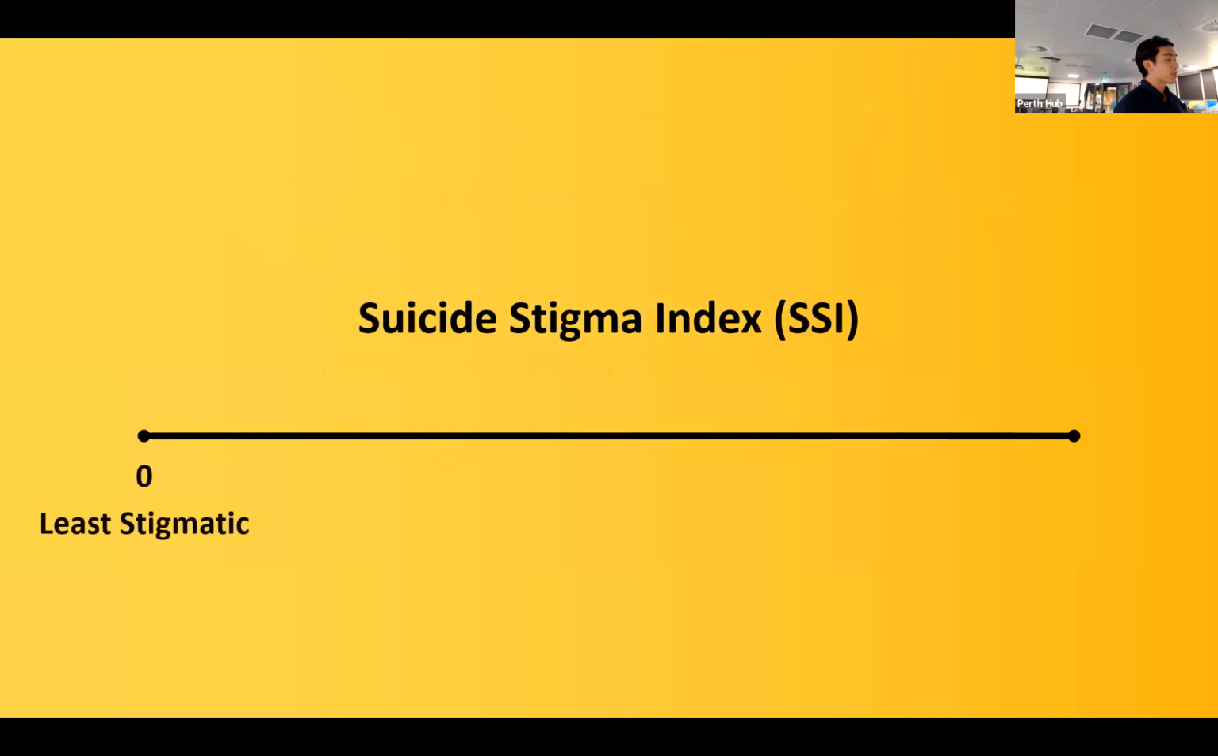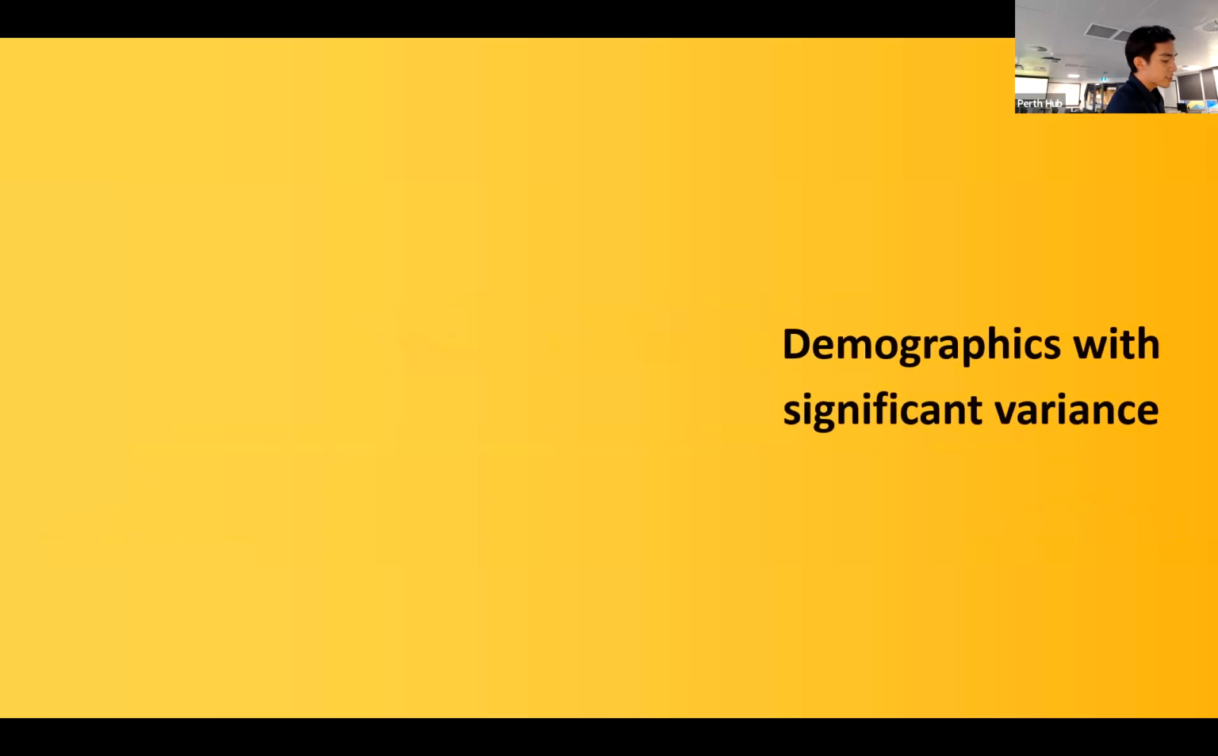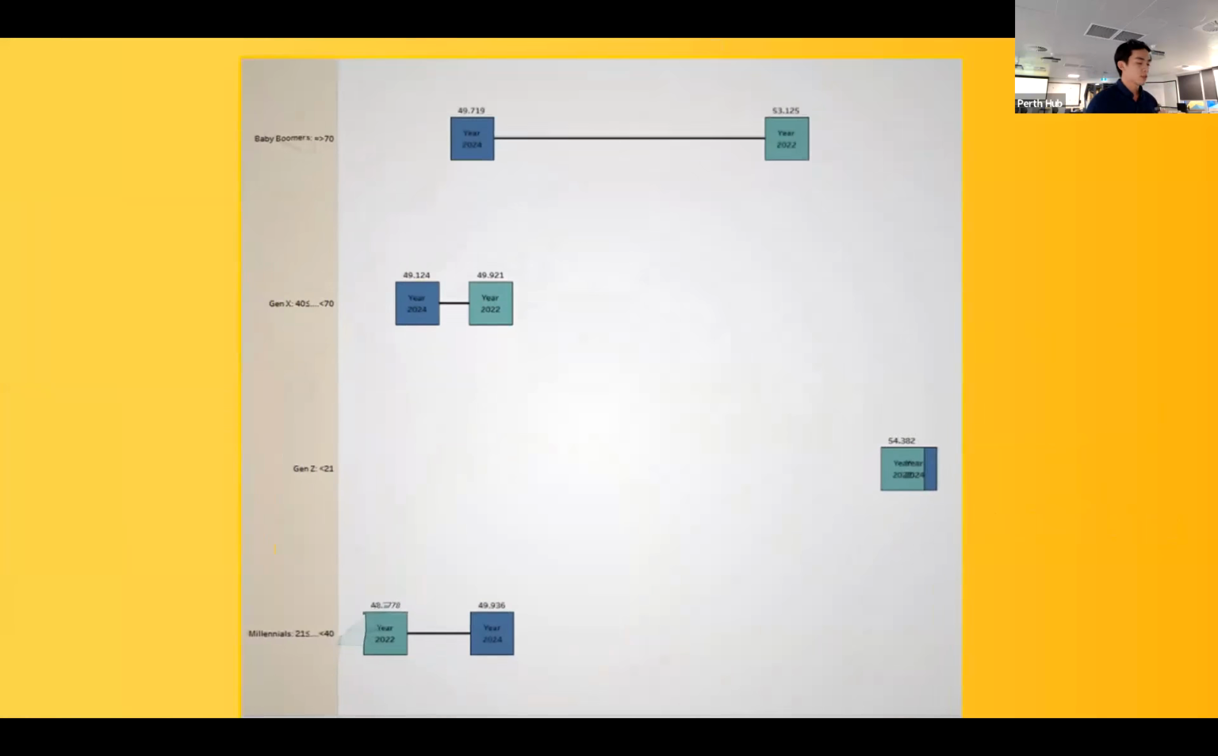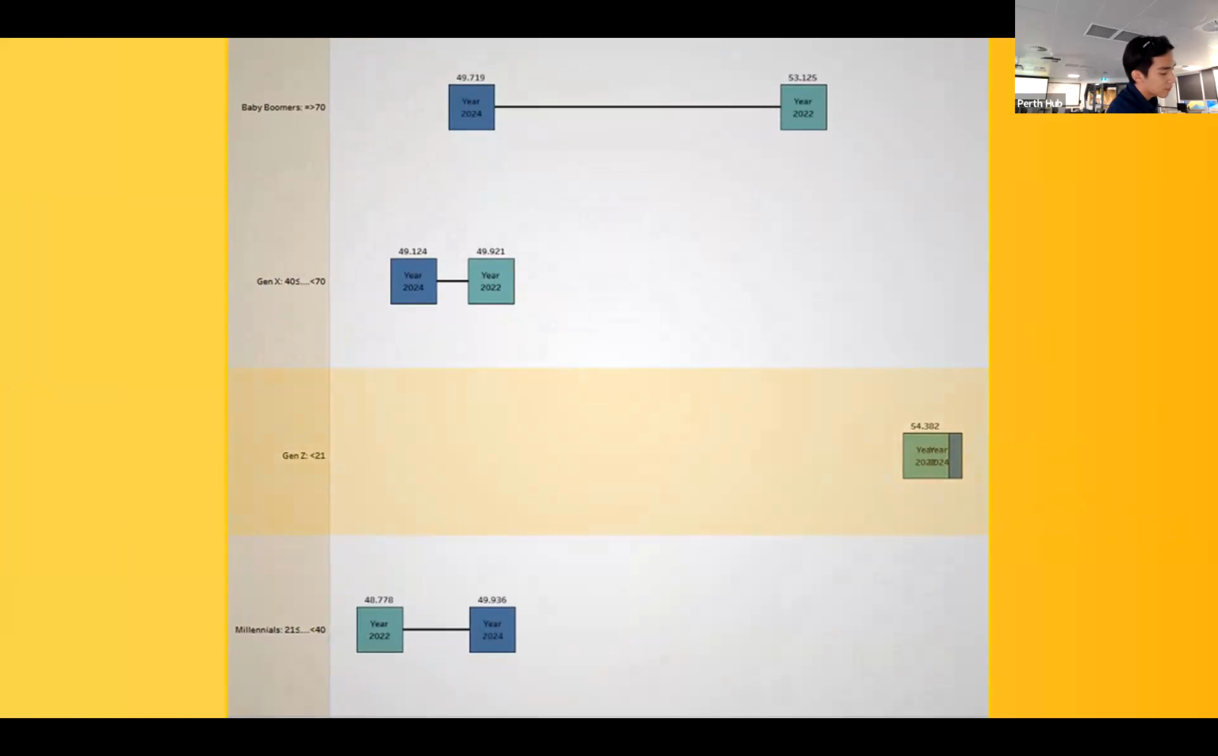By quantifying respondents' knowledge and perceptions into a score from 0 being the least stigmatic to 100 being the most stigmatic, we are able to map stigma across demographics, find relationships, as well as do time series analysis. And the results were striking. We found that stigma varied significantly across religion, race, gender, as well as age, with the demographic of under 21, the demographic most disproportionately affected by suicide, also holding the highest levels of stigma.